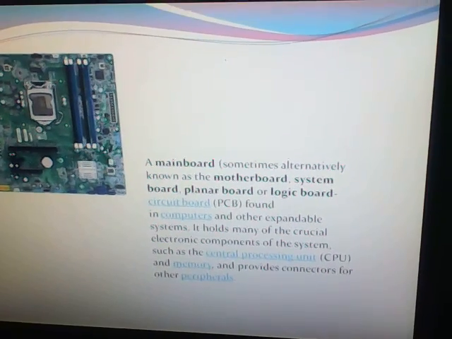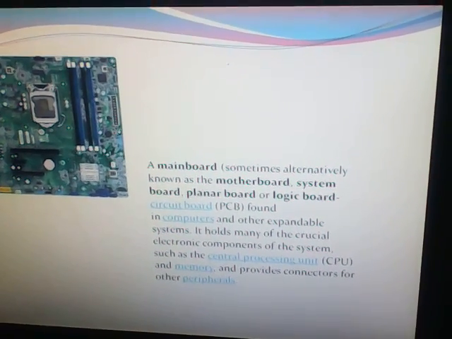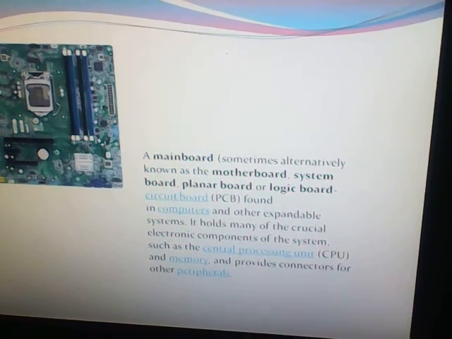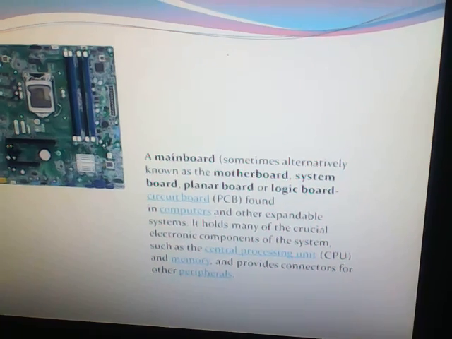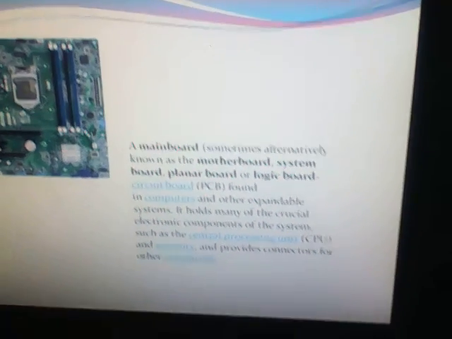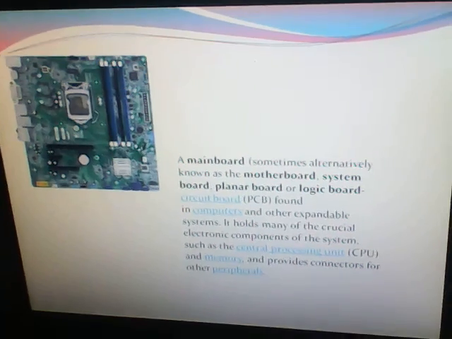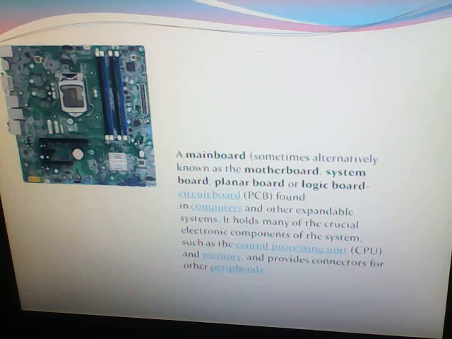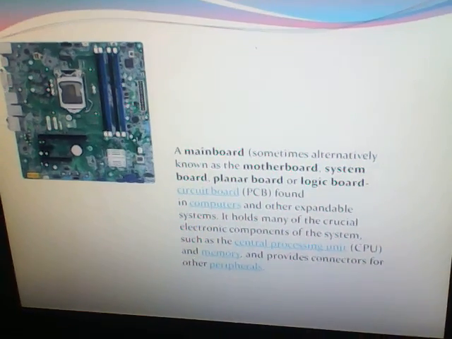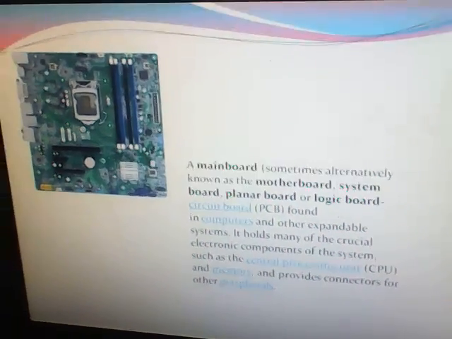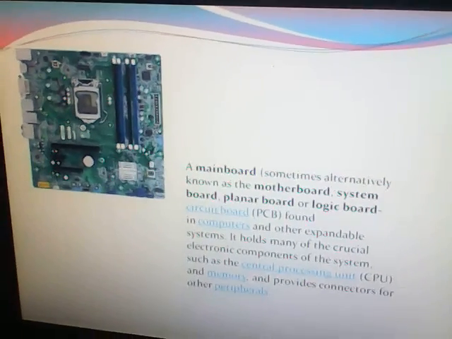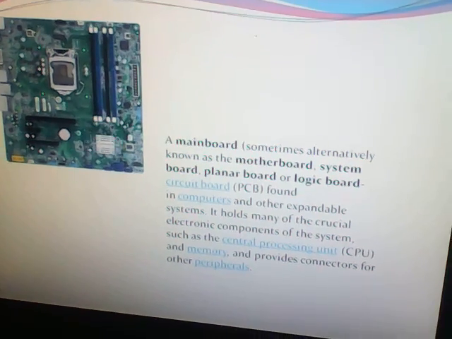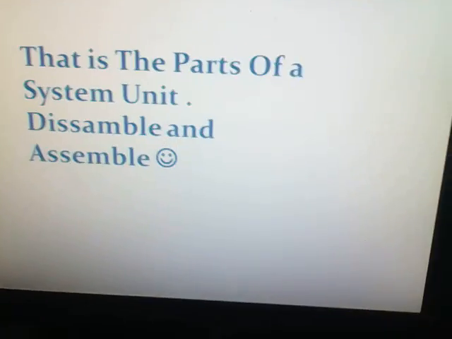A mainboard, sometimes alternatively known as the motherboard, system board, planar board, or logic board, circuit board, PCB, found in computers and other expandable systems. It holds many of the crucial electronic components of the system, such as the central processing unit, CPU, and memory, and provides connectors for other peripherals.